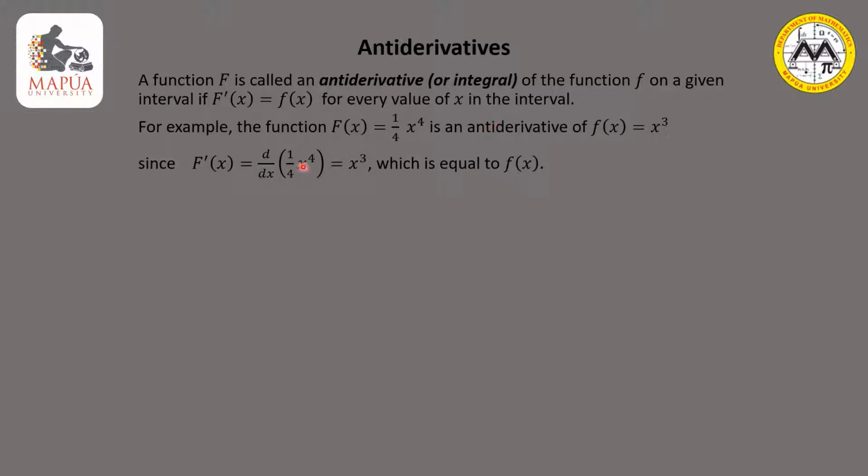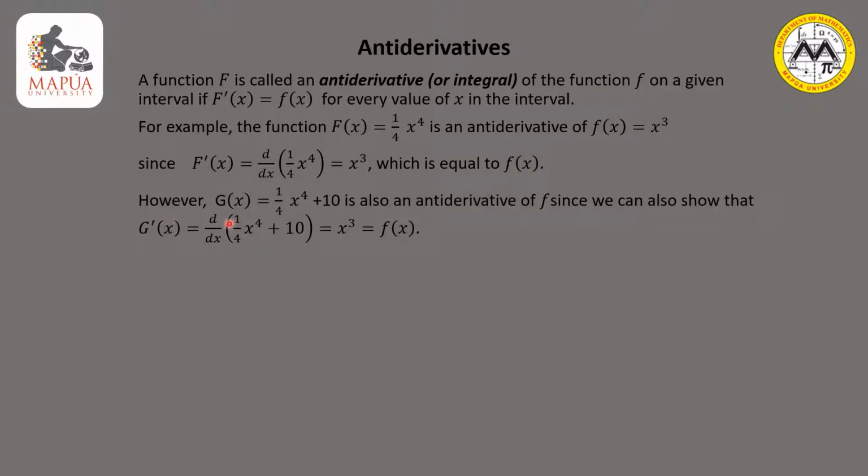For example, the function capital F of x defined equal to 1/4 of x to the fourth is an antiderivative of small f of x defined equal to x cubed. Why? Because the derivative of capital F of x, or the derivative with respect to x of 1/4 x to the fourth, is equal to x cubed, which is our small f of x.